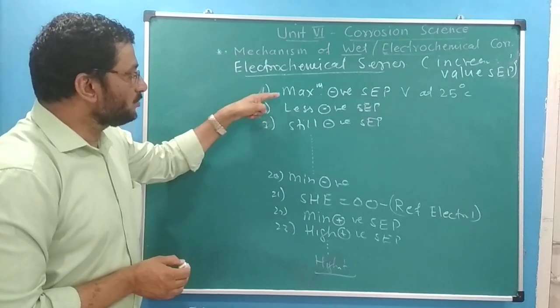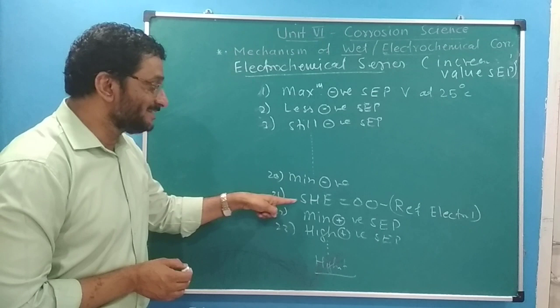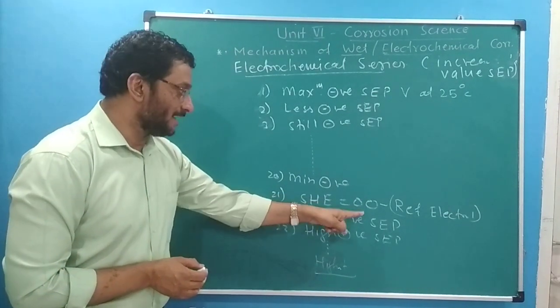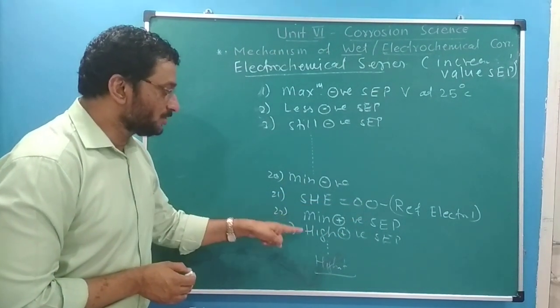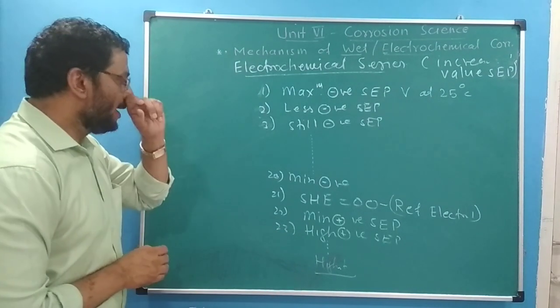Okay, maximum negative, less negative, down there minimum negative, SHE, zero value of SEP, standard reference, then minimum positive, high positive, more positive, and highest positive. Okay, this way. Now what?